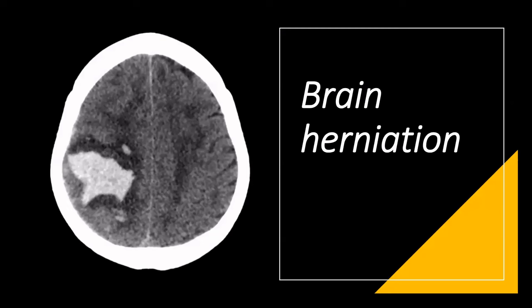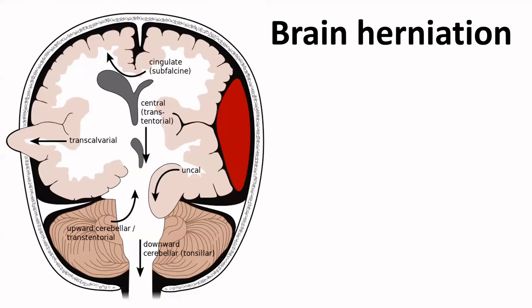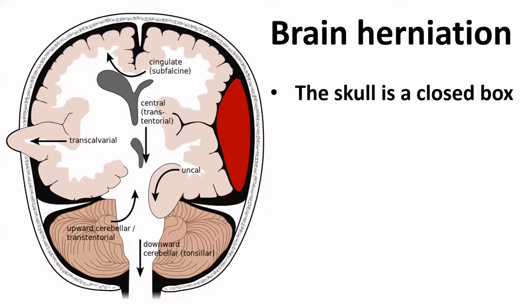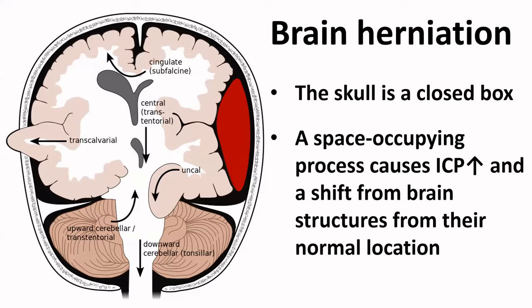Let's talk now about brain herniation. What is brain herniation? Well, the skull is a closed box, holding the brain, surrounded by cerebrospinal fluid and vascular structures. It has a fixed pressure, so as soon as you have a space-occupying lesion causing an increased intracranial pressure, you will get a shift of brain structures from their normal location, and that is called brain herniation.